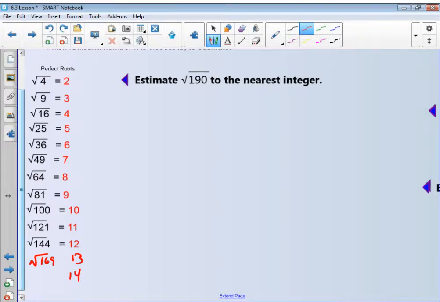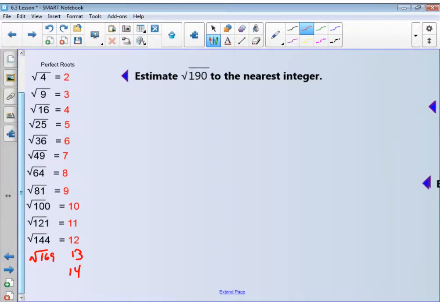Let me double check myself. 196. And then 15 would be, I think, 225. Yep. Okay, and that's far enough for me now. So now, what two numbers would that fall between? Well, 190 would fall between here, the 13 and the 14.